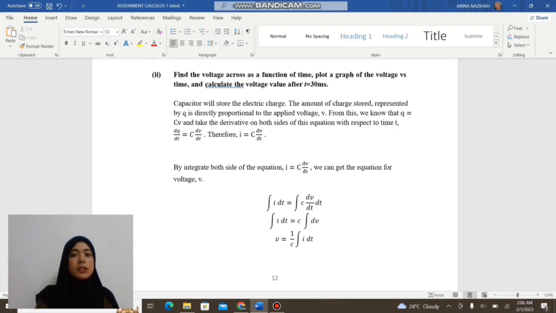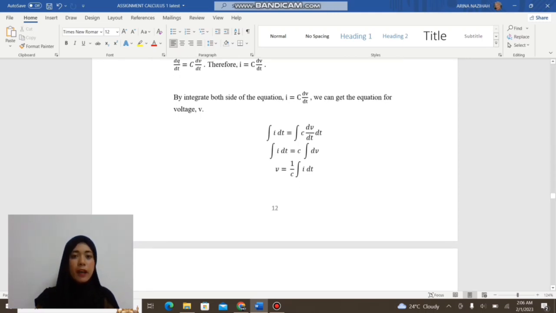A capacitor will store electric charge. The amount of charge stored, represented by Q, is directly proportional to the applied voltage V. From this, we know that Q equals CV. Taking the derivative on both sides with respect to time t, dQ over dt equals C dV over dt. Therefore, I equals C times dV over dt.